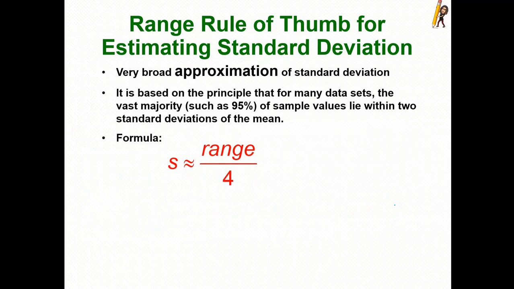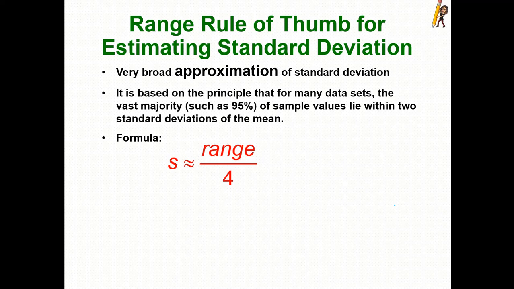All right. Now we're going to move on to, that's it for CVars. That was that easy for that formula or calculation. So now we're moving into the second one, which is range rule of thumb, which is an estimation for standard deviation. It is a very broad approximation of standard deviation, and it's based on the principle of the normal bell curve of the 95%, which we'll get to in a couple of lessons.